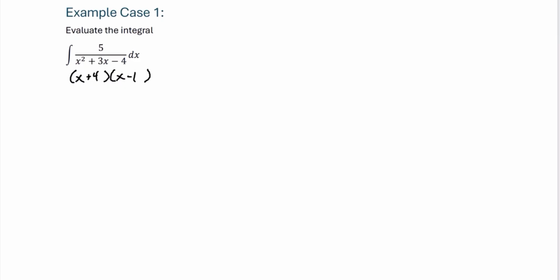Notice that we have two linear factors in the denominator and they're not repeated. That's what makes this an example of case 1. Linear factors that are not repeated. We'll next set up the partial fractions.